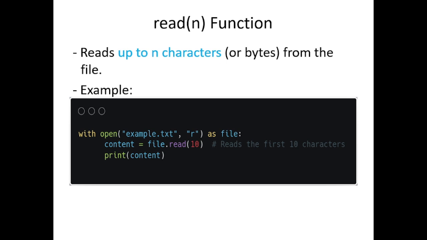So here, with open example.txt as file, content is equal to file.read(10). What we have done in this, we read the first 10 characters of the file and store those characters in a content object, and we print it. Now it will not read the whole file, but it will just read the first 10 characters of the file and print it. So why is it used? It is basically useful for reading the file in chunks. If we don't want to read the whole content at one time, we want to read in chunks, then we use this function.